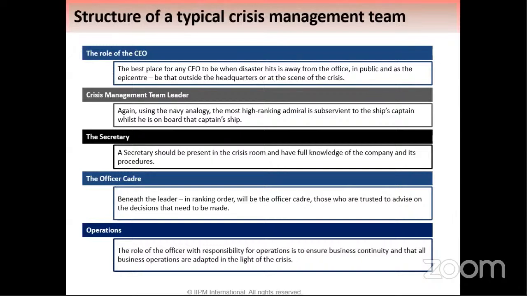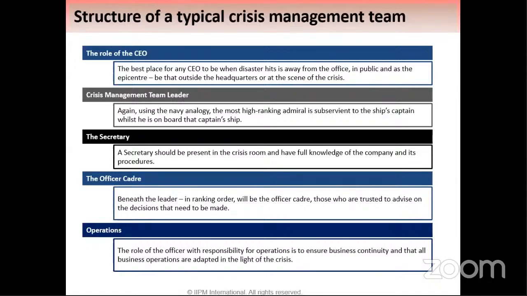Again, using the Navy analogy, the most high-ranking admiral is subservient to the ship's captain while he is on board. The secretary should be present in the crisis room and have full knowledge of the company and its procedures. Then we have the officers, the leaders in ranking order, the officer cadre, those who are trusted to advise on decisions that need to be made.